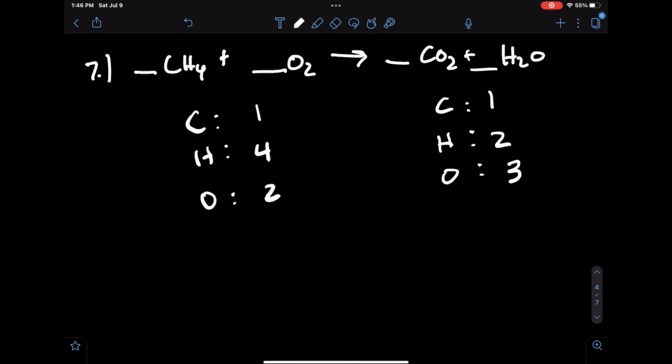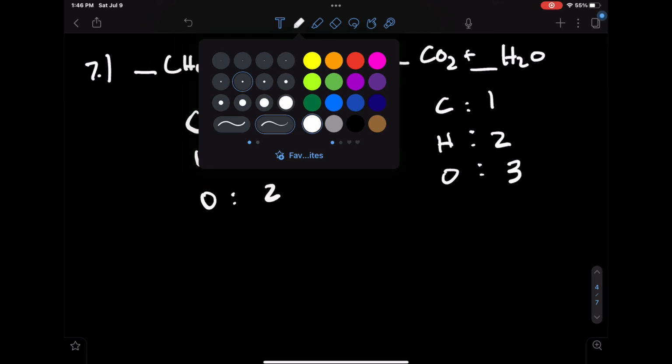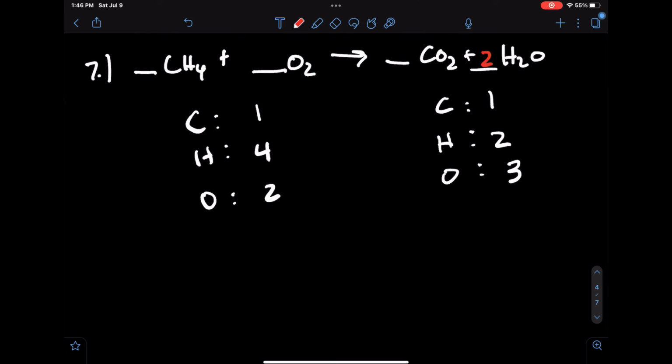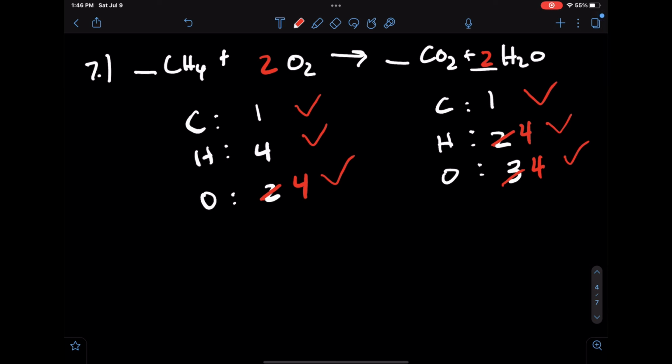So the carbons are already balanced out correctly, so we'll go ahead and skip to the hydrogen. So we need 2 more hydrogen on the right. We'll go ahead and add 2 here. We'll just change the hydrogen to 4 and the oxygen to now 4. The last thing we need to balance out is the oxygen. So we have 4 on the right and 2 on the left. To fix that, we'll just add a 2 in front of the oxygen, which will now make that 4. Going through, we have 1, 4, 4, 1, 4, 4. This is a balanced equation.